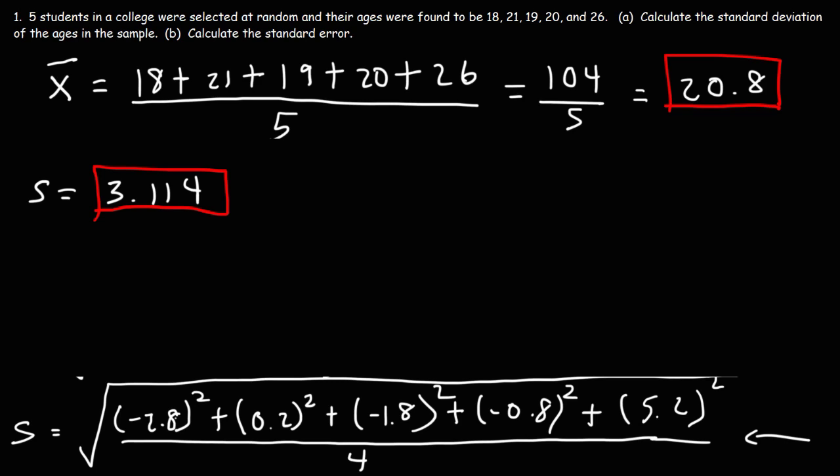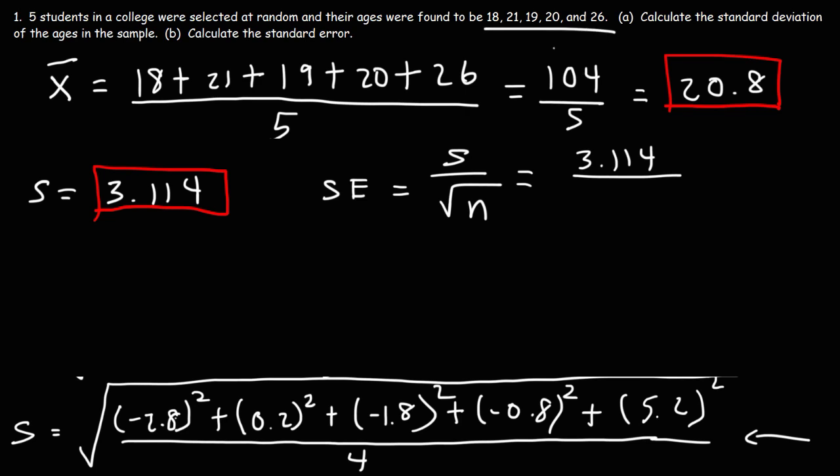Calculate the standard error. Now the formula that we need to calculate the standard error is this. The standard error is going to be the standard deviation of the sample divided by the square root of n. So S, we know it's 3.114. The sample size is 5. There's 5 ages in this sample. So we're going to divide it by the square root of 5. So this is going to be 3.114 divided by the square root of 5, and that comes out to be 1.393.